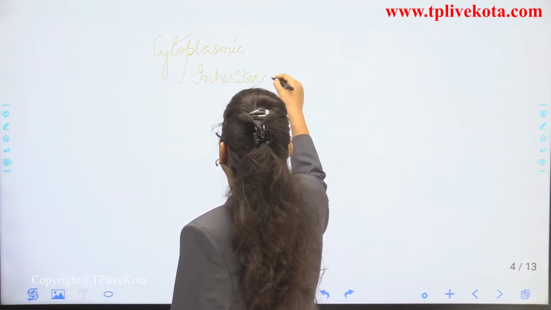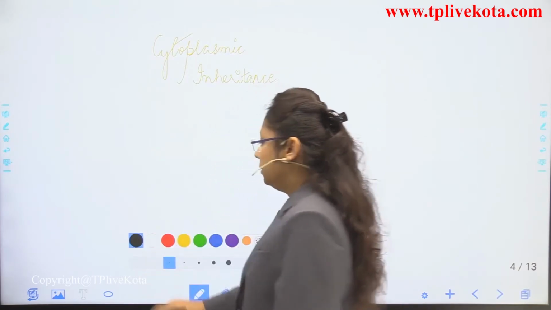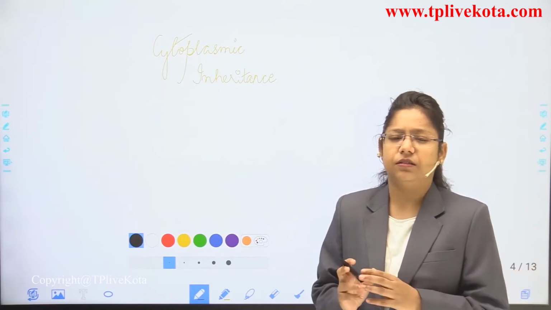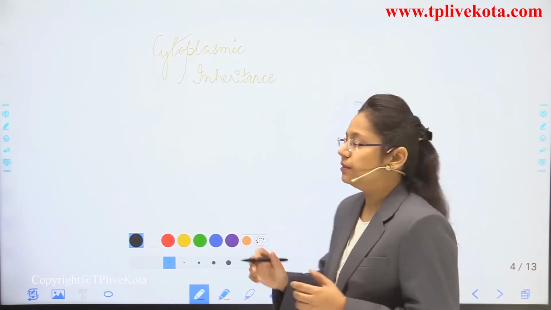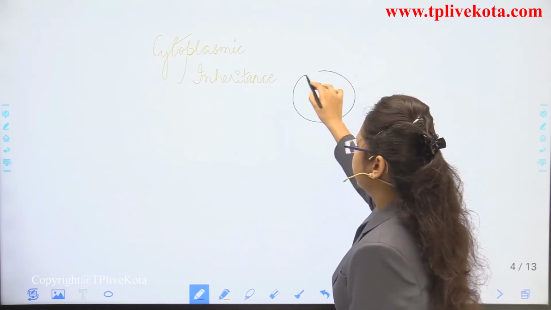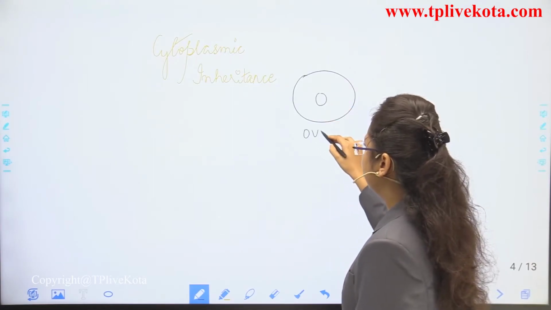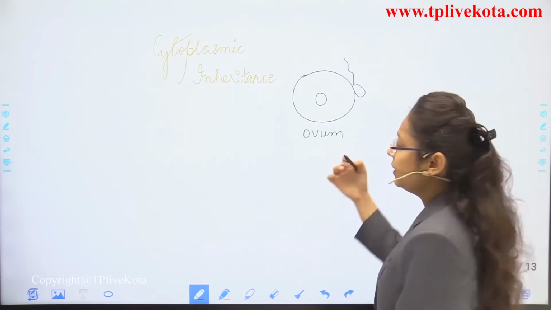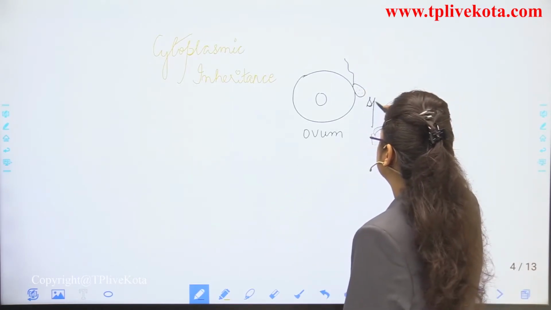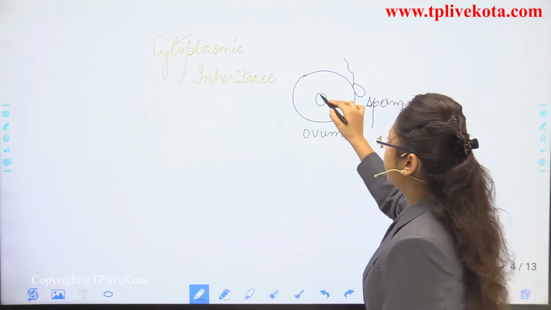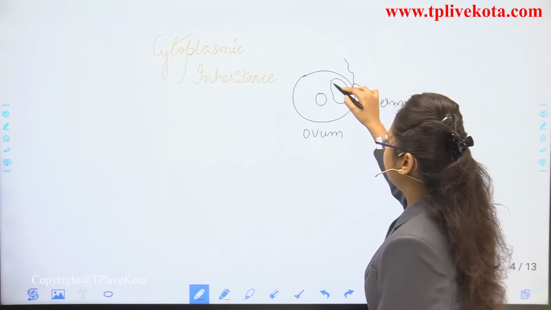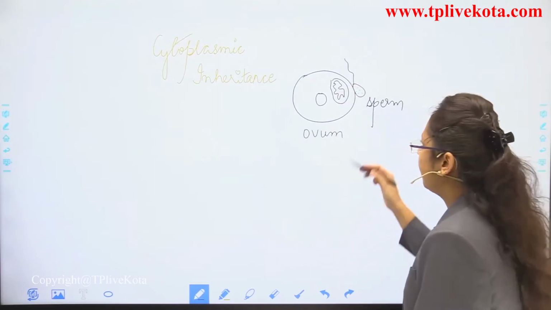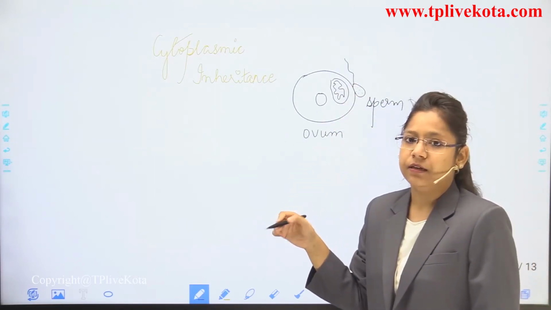Now, how does it happen, students? You have learned a little bit in the fertilization chapters in earlier classes. Suppose there is an ovum, which is the female part, and this is the sperm, which is the male part, or male gamete. The sperm and ovum are the male and female gametes. Now, what happens if there are mitochondria present inside the ovum? The sperm and ovum will get fused.